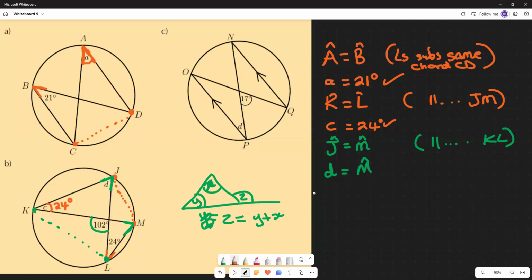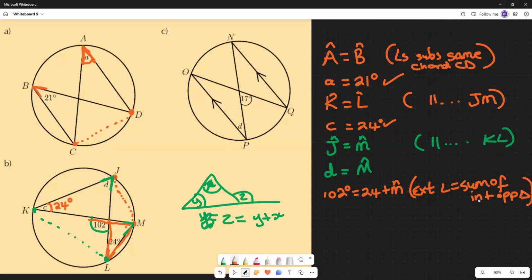So we can easily get angle M, because this angle plus that one in this triangle will be the same as that one outside. So you can see that 102 degrees is the same as 24 plus angle M, right? Your reason is: exterior angle, which is 102 in this case, is the same as the sum of interior opposite angles of the triangle.